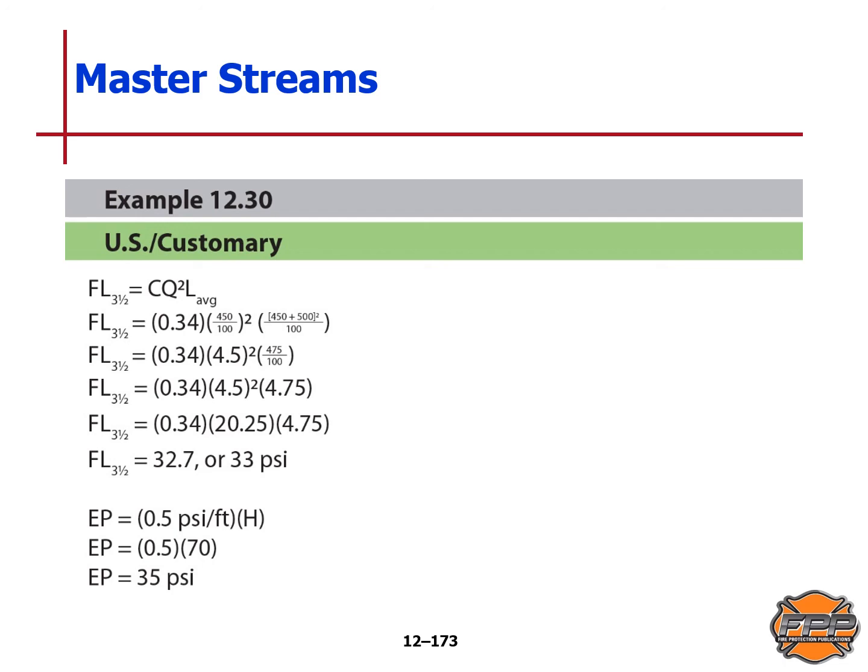Now our elevation pressure is 0.5 psi per foot. So our elevation pressure is 0.5 times 70, so 70 feet divided by 2, and you get an elevation pressure of 35 psi.